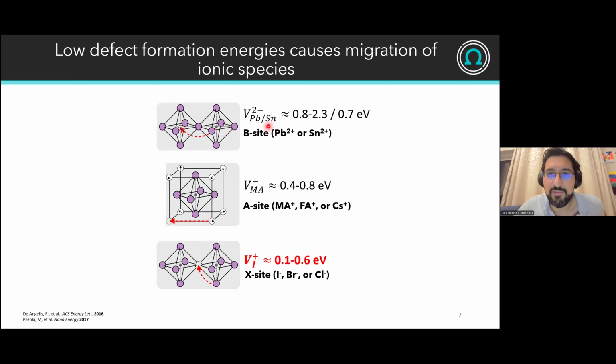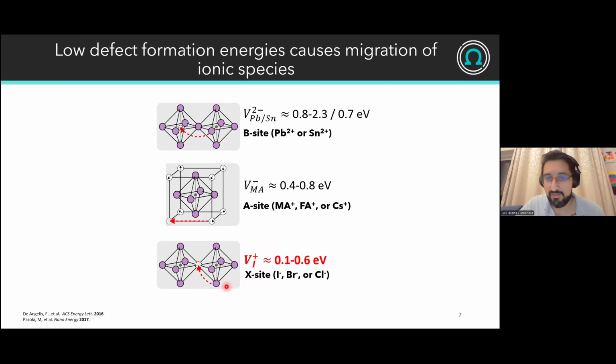So that's energy demanding. In terms of tin, you actually have a lower activation energy, and that is related to the fact that tin can oxidize to tin 4+, which is a smaller cation and doesn't fit into the lattice. So it's easy to remove this ion. Then for vacancies of A-site cations, the activation energy is around 0.4 to 0.8 electron volts. And the lowest activation energy you find is related to the vacancies of the halides, which is around 0.1 to 0.6.